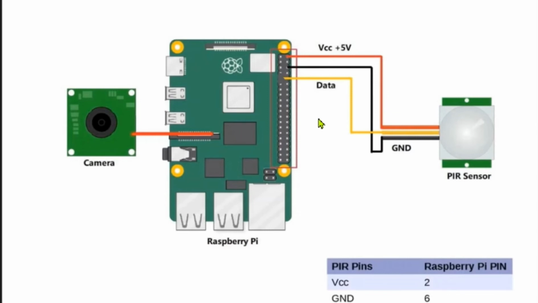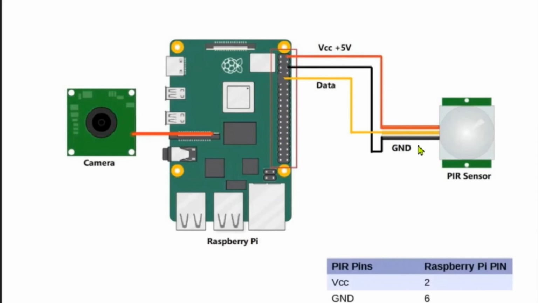First, the voltage supply should be passed from the computer to the PIR sensor. So the second Raspberry Pi pin is connected to the VCC port of the PIR sensor, so that a voltage of 5 volts will be passed from the Raspberry Pi to the PIR sensor. The ground connection is made from the 6th pin of the Raspberry Pi to the ground port of the PIR sensor, and the data is passed from the data pin of the PIR sensor to the 11th pin of the Raspberry Pi.